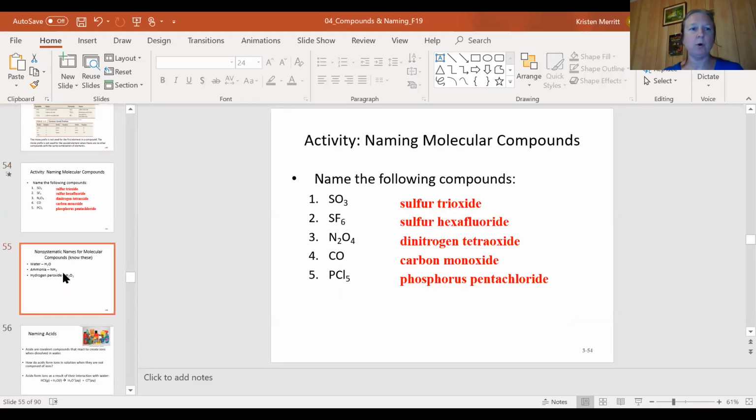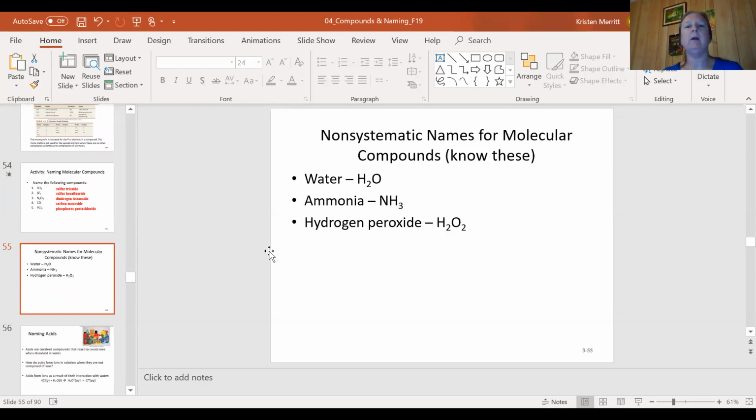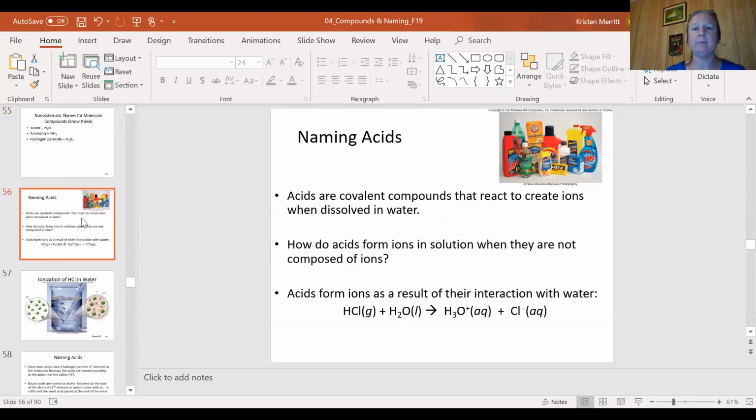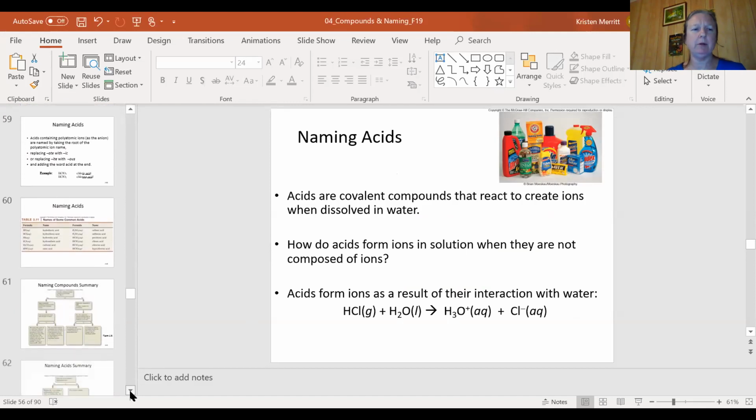Okay, again, just work through these, practice these. Hydrogen peroxide, that's another common phrase. It's not hydrogen dioxide, we call it hydrogen peroxide. All right, let me see.